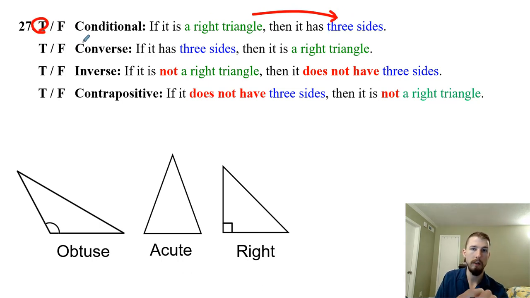So right off the bat, if the conditional statement is true, which one of the other ones has to be true? Remember that one? The contrapositive, because the contrapositive and the conditional are logically equivalent to each other. You're saying the same thing just in a different manner, which is kind of cool. So right off the bat, I know this statement has to be true as well. Well, let's look at it. If it does not have 3 sides, then it cannot be a right triangle. That's right, because if it's a right triangle, it has to have 3 sides. So just logic. Isn't that beautiful?